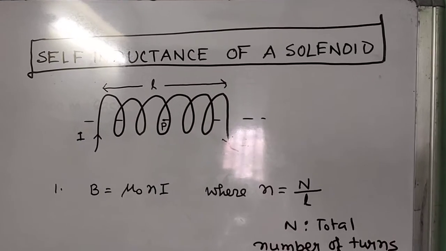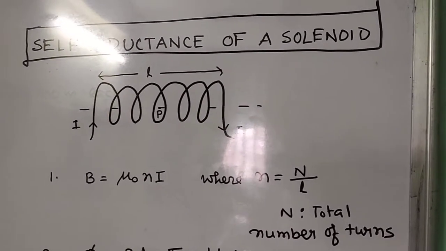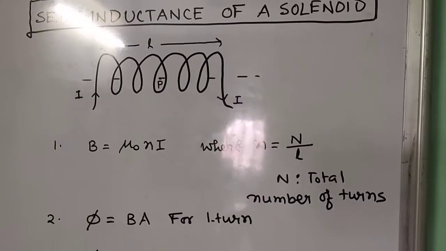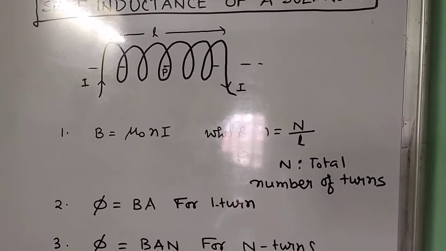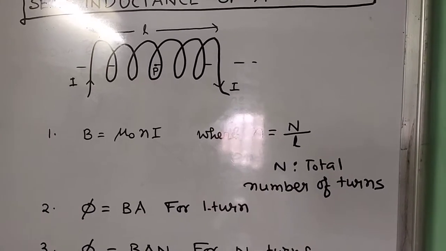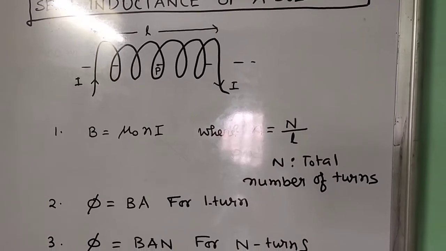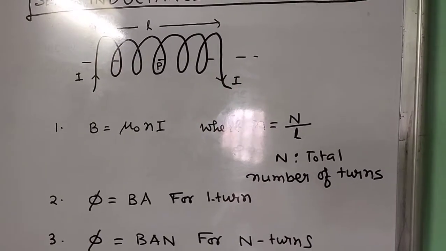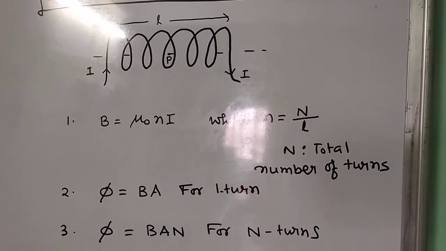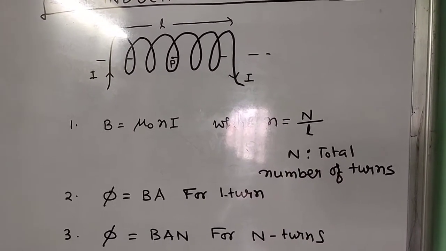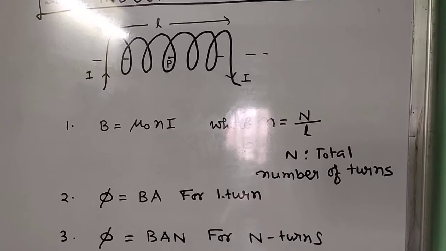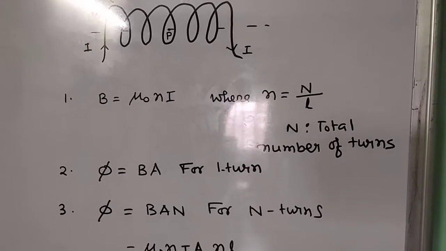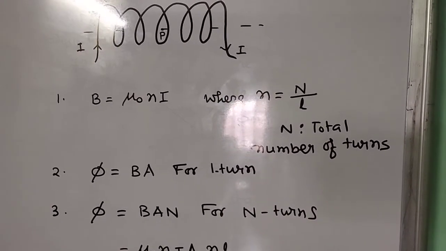So small n equal to capital N by L. So capital N is your total number of turns and L is the length. Now magnetic flux for one turn or single turn can be defined by this expression phi equal to BA, and A is the area of the turn or area of the loop, you can say. Now if we have to define magnetic flux due to the whole length of the solenoid, then we have to consider capital N turns. It means total number of turns.